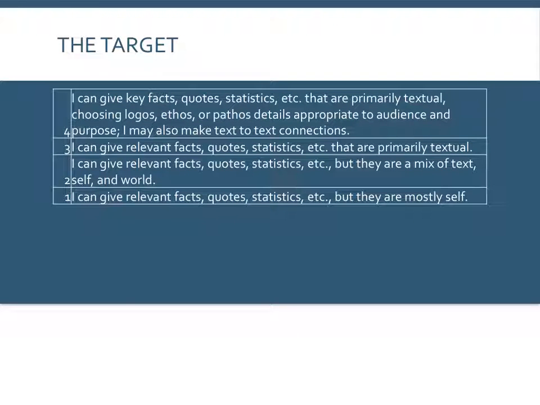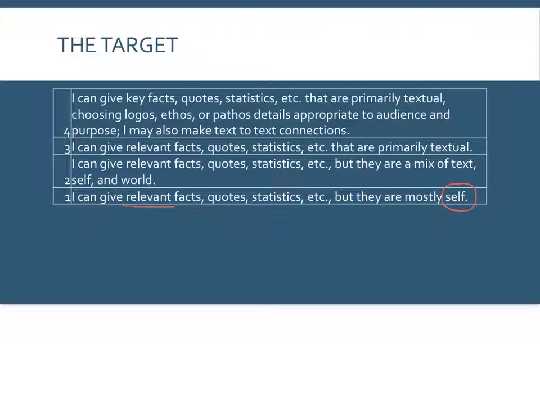So this target starts at the 1 level with being able to give relevant or on-topic facts, quotes, statistics, etc. But really they mostly come from you, from your own observations of the world, from the people that you know, from the texts that you perhaps are most familiar with. You aren't pushing outside of yourself.